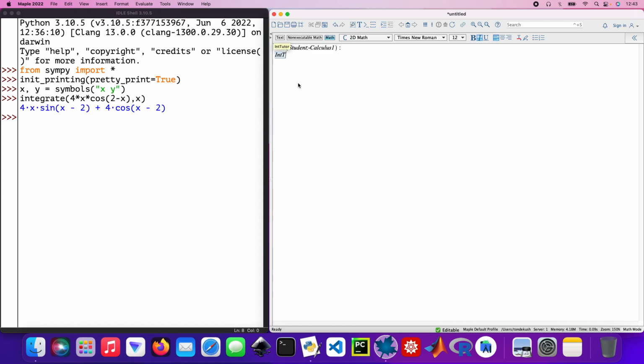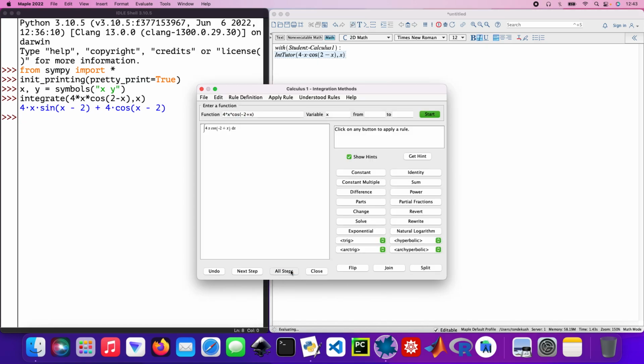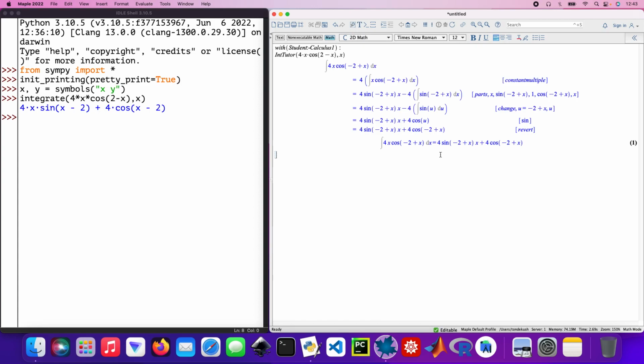So Int tutor, and then 4 times x times cos of 2 minus x with respect to x. Okay, so I'll just click on all the steps. Close that. So that's integration by parts. So this is the answer for the indefinite integral. They're the same anyway.